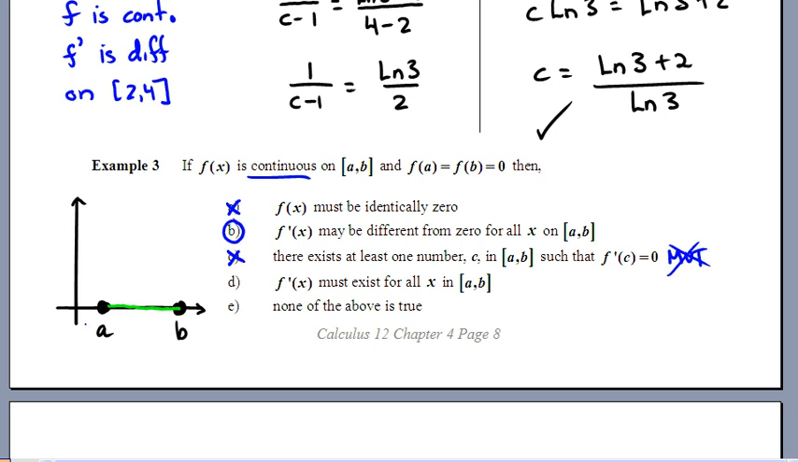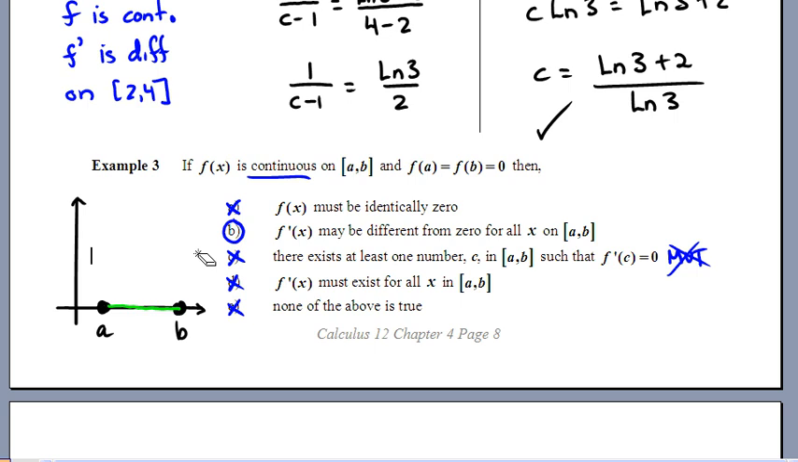The derivative must exist the whole time. No, they never said so. It could look like that, right? So that doesn't have to be true. None of the above is true. Actually, I think B is true. So, tricky one there. What does it come down to? Well, in the end, be careful. You'd have to have continuity and differentiability before you could actually say, oh yeah, let's go ahead and use the mean value theorem.